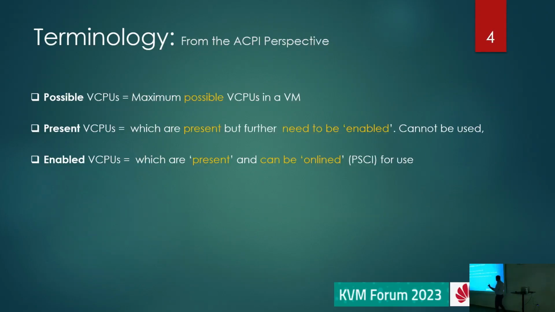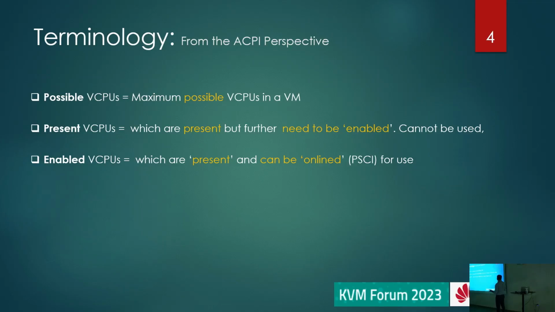So I'll just quickly get over the terminology from the ACPI perspective. There are three possible states we see for CPUs right now: possible, present, and enabled. Enabled is something we have introduced very recently, but I'll discuss that in the coming slides. Possible is the maximum number of vCPUs that can exist within the VM in its lifetime. You cannot change or tweak that; it's fixed once and for all.